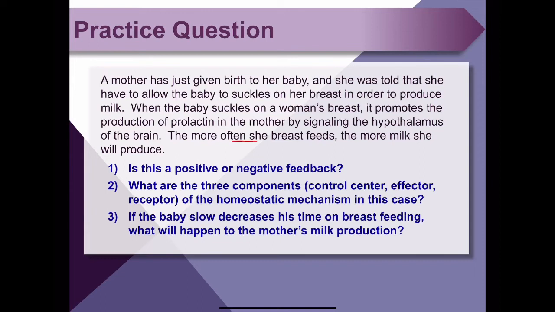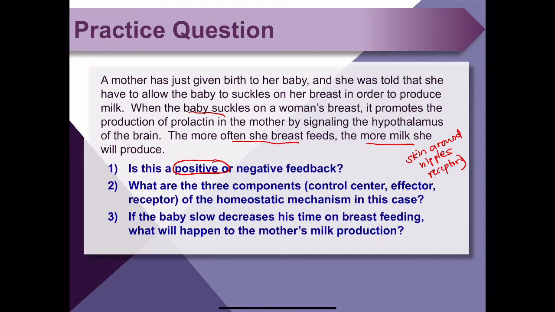The more often she breastfeeds, the more milk she will produce. So it's not really bringing things back to the middle. It's enhancing something. Okay, so it's positive feedback. What are the three components? Let's start with the receptor. What is triggering or stimulating the woman's body to make more milk? The baby suckling, which means it is the skin around the nipples. Okay, so that's the receptor.